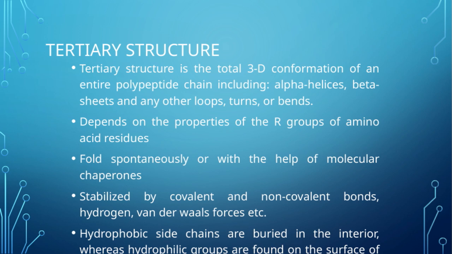The folding process can happen spontaneously, meaning the protein naturally assumes its correct shape, or with the assistance of molecular chaperones, which help guide the folding process when needed. Once folded, the structure is stabilized by various types of bonds, covalent bonds like disulfide bridges, and non-covalent interactions such as hydrogen bonds and van der Waals forces. These interactions work together to maintain the protein's shape.